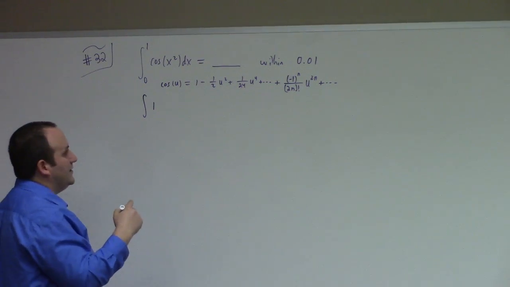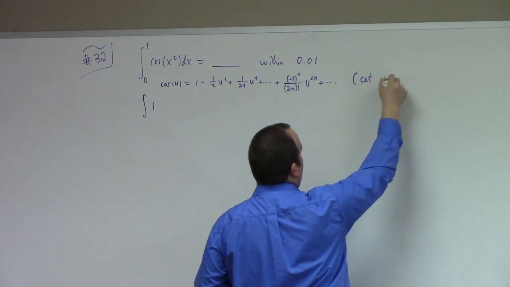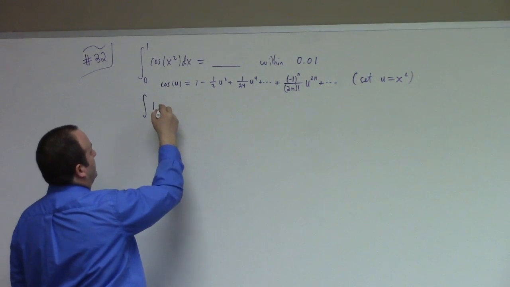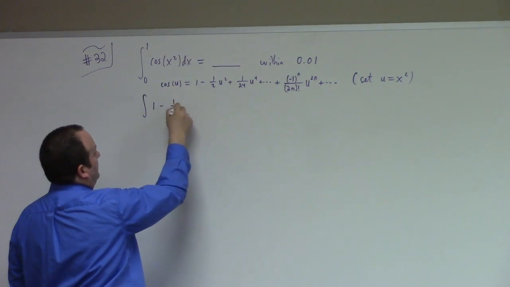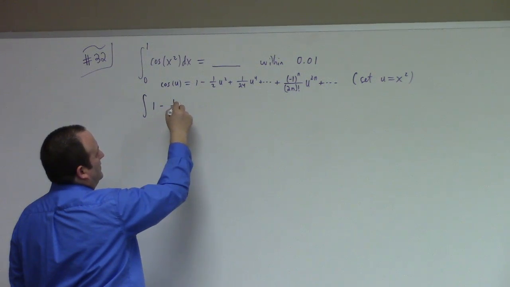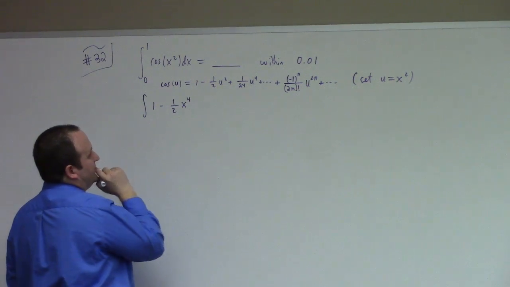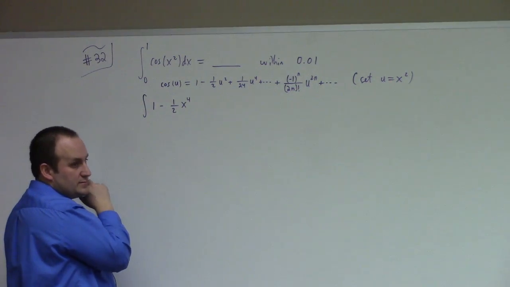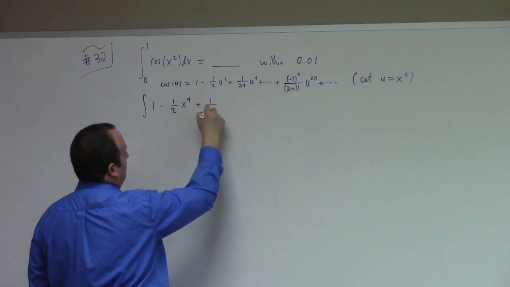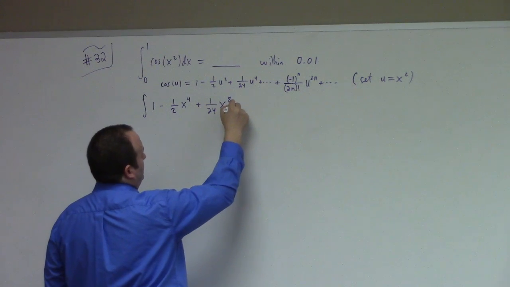So if you plug in u equals x squared, right? Set u equal to x squared, then what do we have? We got 1 minus 1/2, let's see here, x to the 4th, yeah? Let's see here, what's x squared to the 4th power? Eighth, and so forth, right?